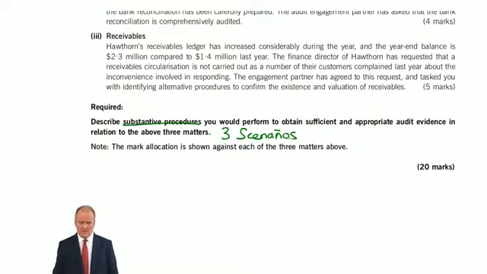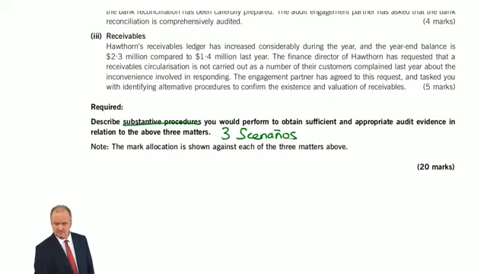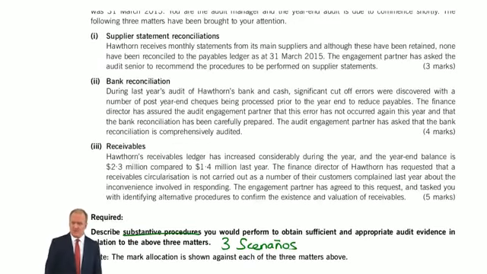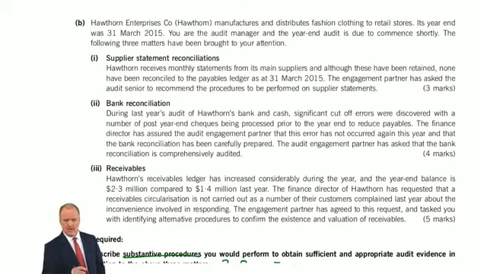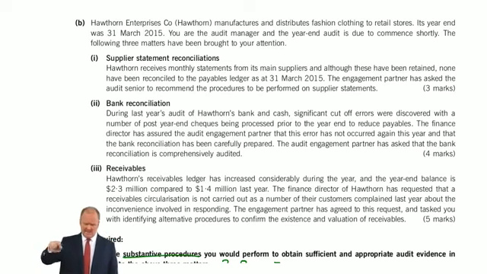And then we get part B. 3 scenarios worth 3 marks, 4 marks and 5 marks, meaning we will be looking for 3 tests, then 4 tests, then 5 tests. And it says, Hawthorne Enterprises manufactures and distributes fashion clothing to retail stores. Very exciting. Its year end was the 31st of March 2015. This exam came up June 2015, so we are a month, hang on, March, April, May, June, 2 months and a little bit after the year end.